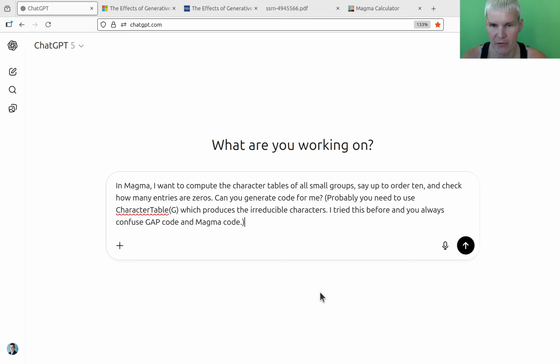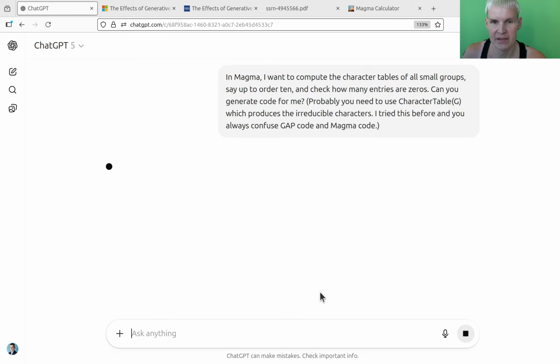Can you generate code for me? Probably you need to use the command which produces the irreducible characters. I tried this before, and you always confuse GAP code and Magma code. So hopefully you will now not confuse GAP code and Magma code.